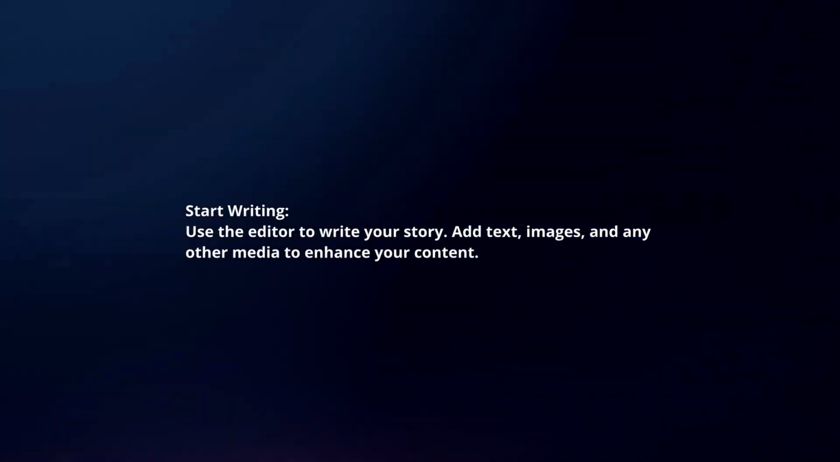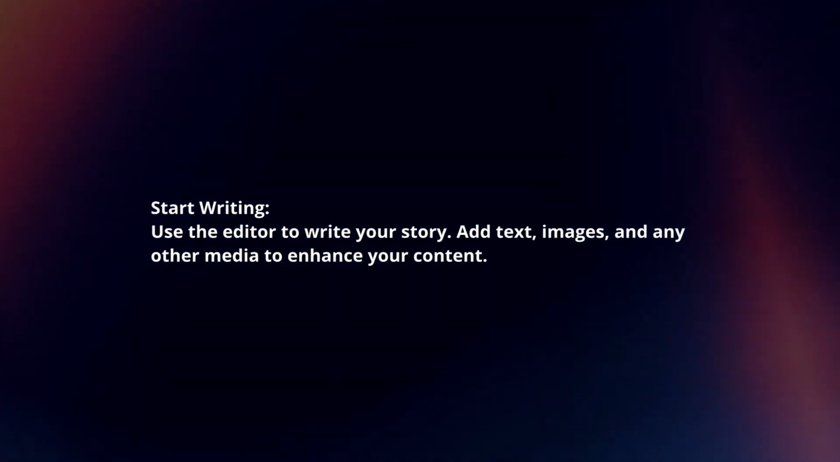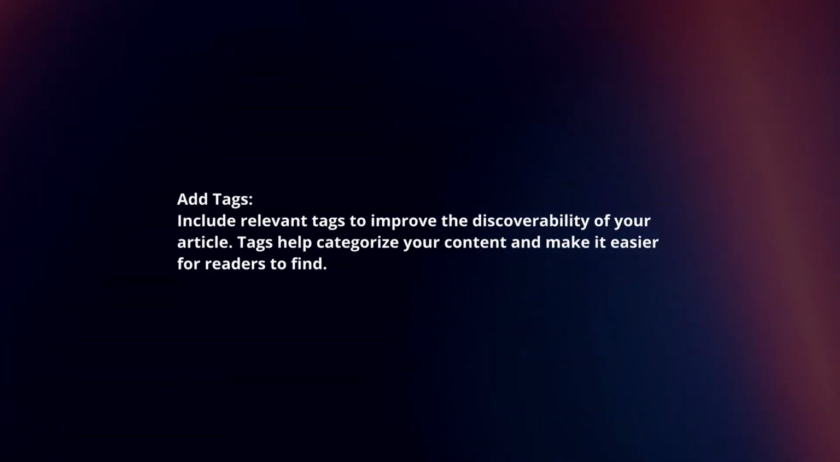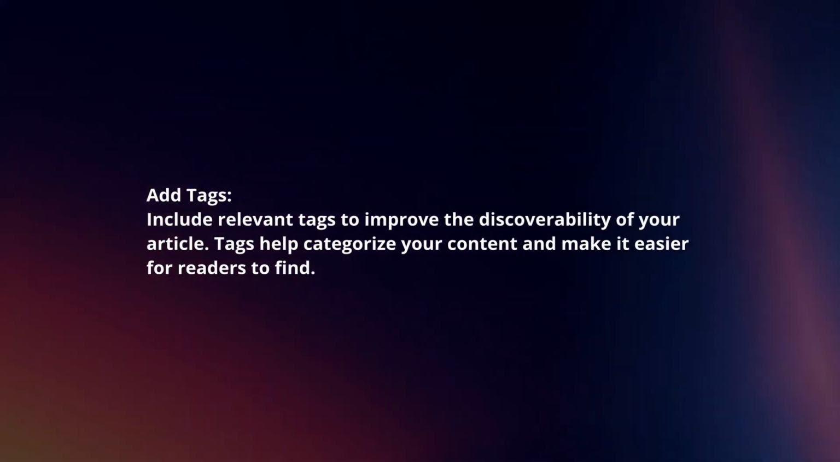Start writing. Use the editor to write your story. Add text, images, and any other media to enhance your content. Add tags. Include relevant tags to improve the discoverability of your article. Tags help categorize your content and make it easier for readers to find.